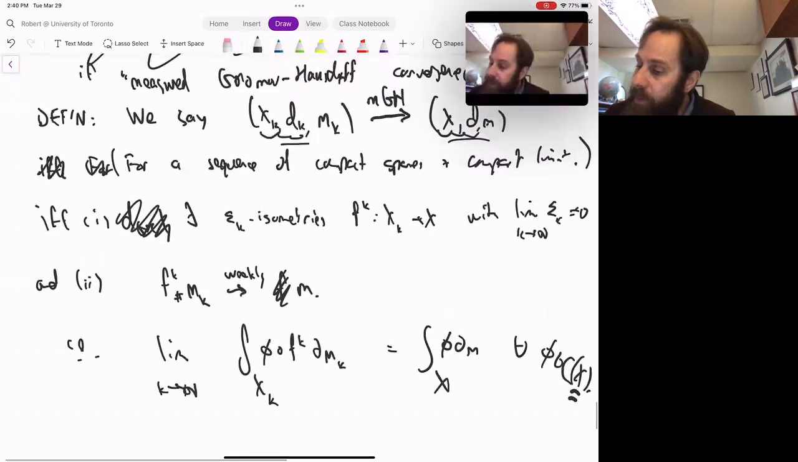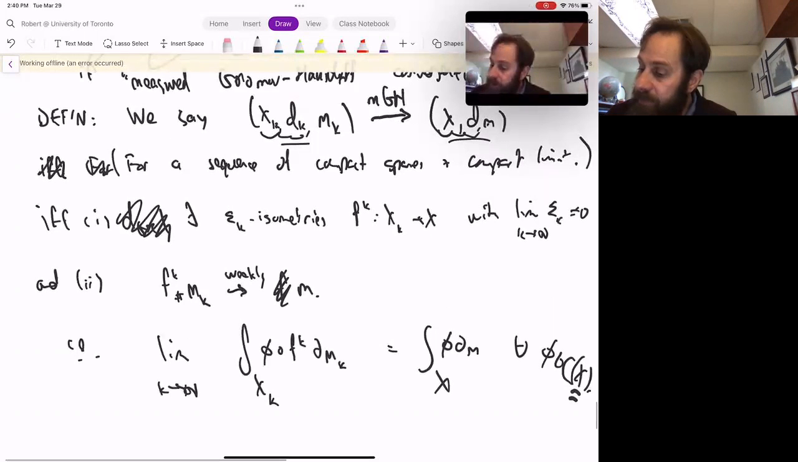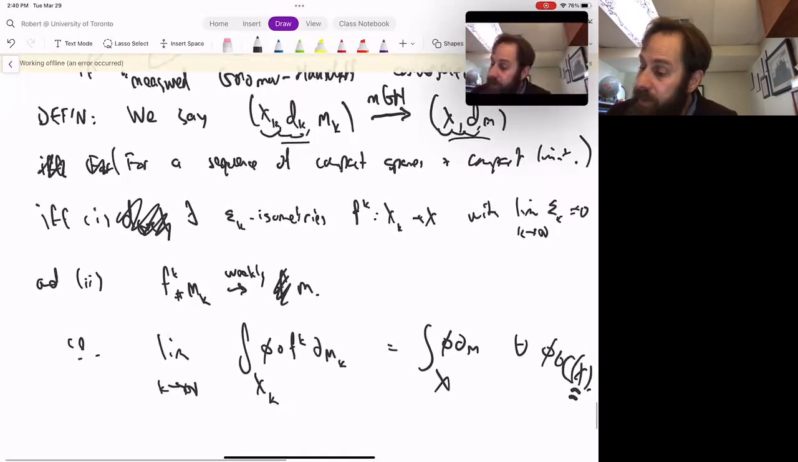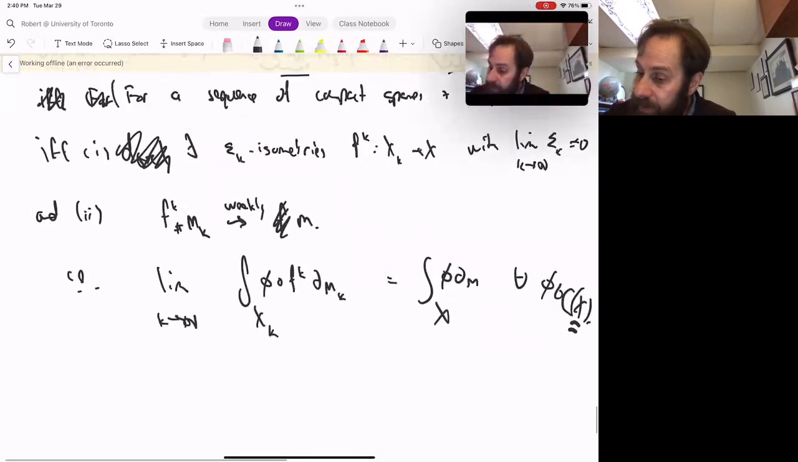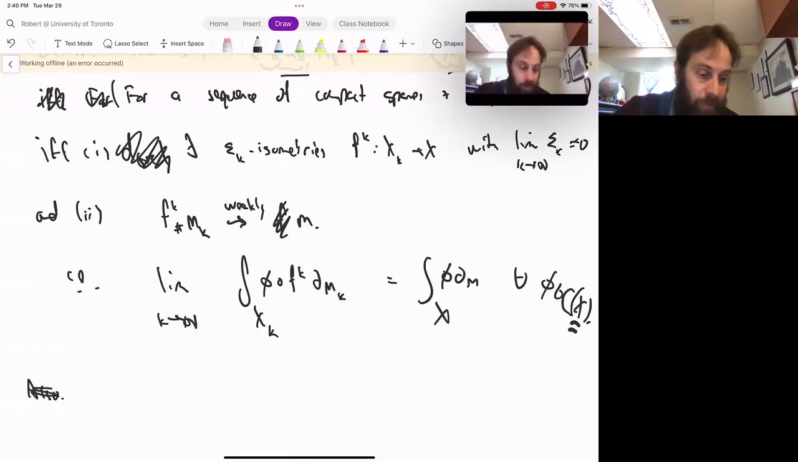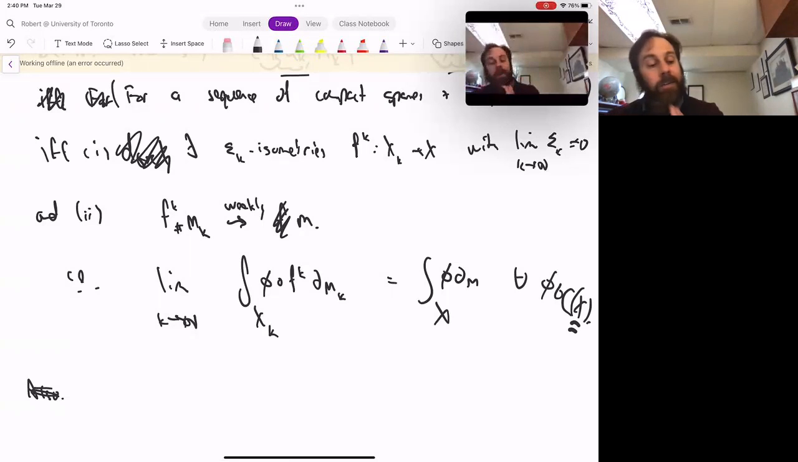And similarly, there would be a pointed version of this for non-compact spaces. The epsilon isometries would have a, I guess I'll give the definition. Let me save the definition for pointed spaces till next class because our time is running short, and I wanted to expose the main idea of the stability proof in this class.